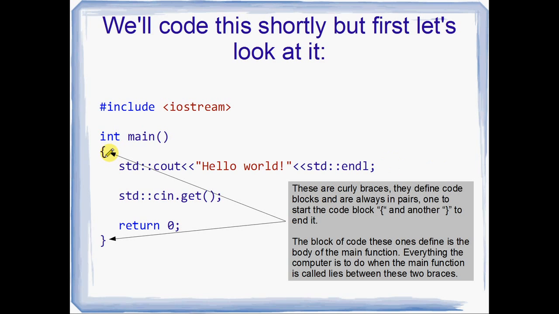Okay, so the next thing, this is paired. The next line we see is an open curly brace. And this open curly brace is paired to this closed curly brace down here. And the curly braces are always in pairs, and they specify a code block. So this particular code block, because these open and closed curly braces come straight after the main definition, defines the body of main. Or they define the block of code that the computer is to run when main is executed.